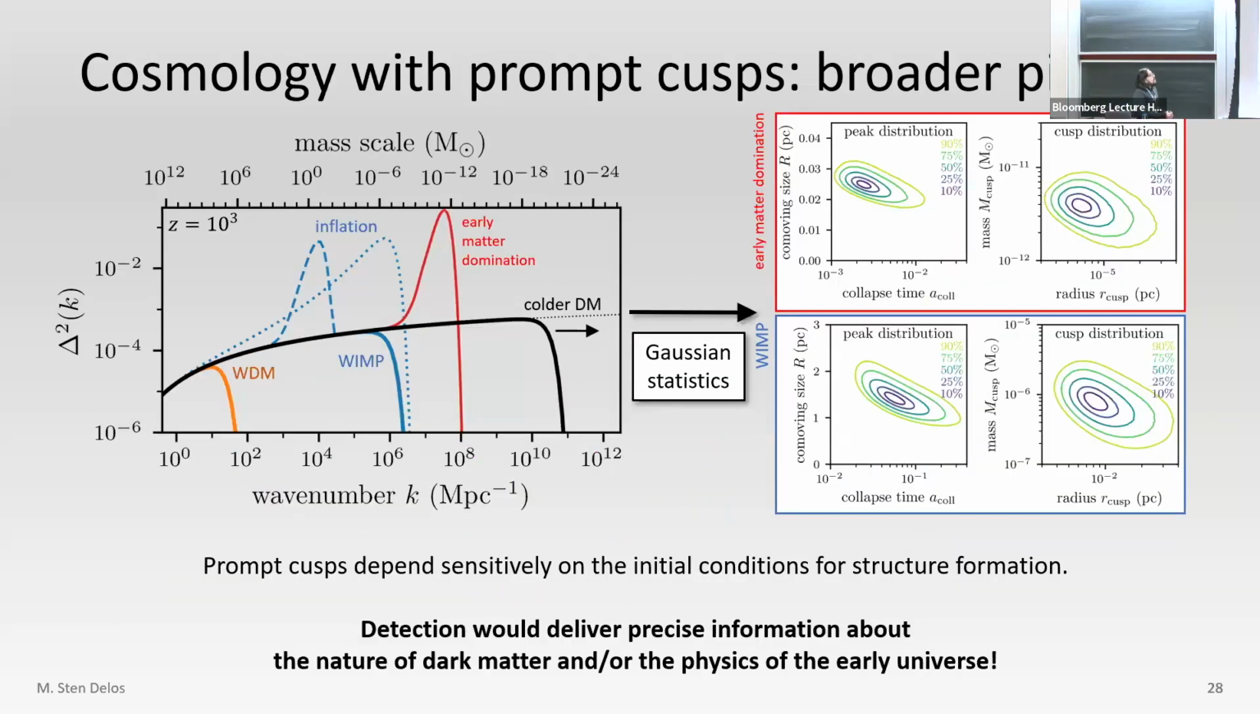But I want to emphasize again, I looked at the effects of different dark matter models, but prompt cusps are much more general. You can use them to probe early universe physics, just anything that changes the matter power spectrum. And because of how tightly they're connected to the initial peaks, predicting the distribution of prompt cusps is just a math problem, not a physics problem. And detection of any prompt cusp: prompt cusps measure the free streaming scale and what's happening at the free streaming scale. So detection would deliver precise information about the nature of dark matter and the physics of the early universe.